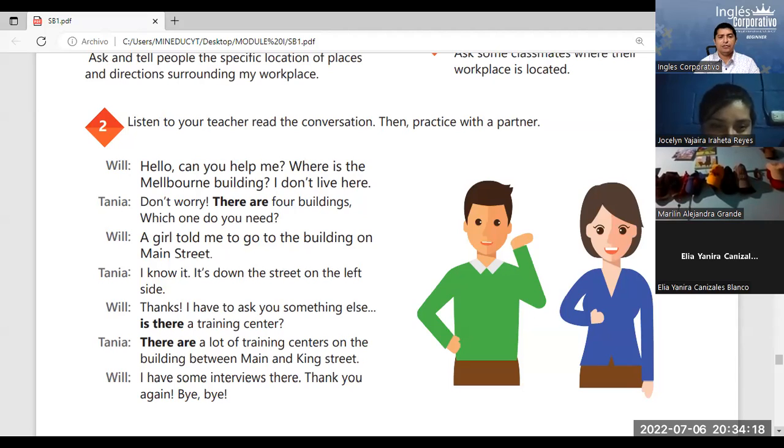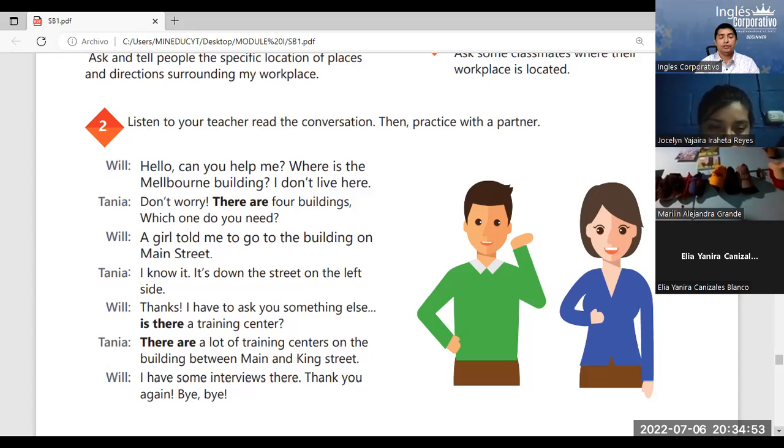Hello, can you help me? Where is the Melbourne building? I don't live here, don't worry. There are four buildings. Which one do you need? The girl told me to go to the building on Main Street. I nodded, it's down the street on the left side. Thanks, I had to ask you something else. Is there a train center? There are a lot of train centers on building between Main and King Street. I have some interview there. Thank you again. Bye-bye.